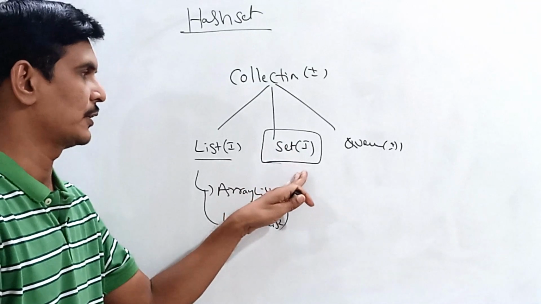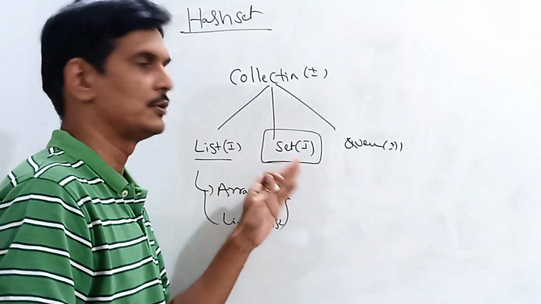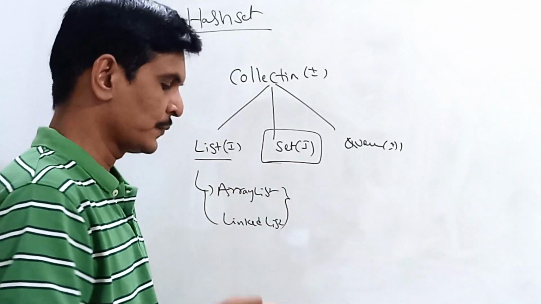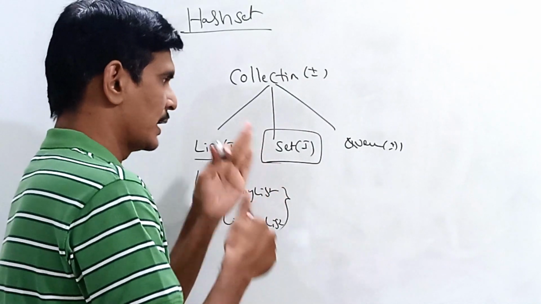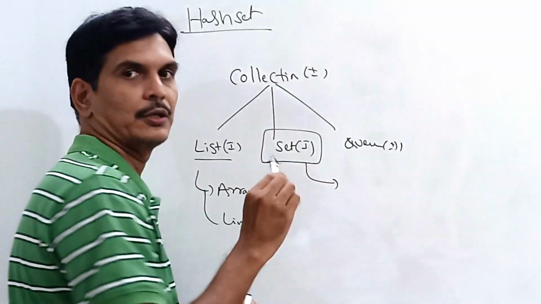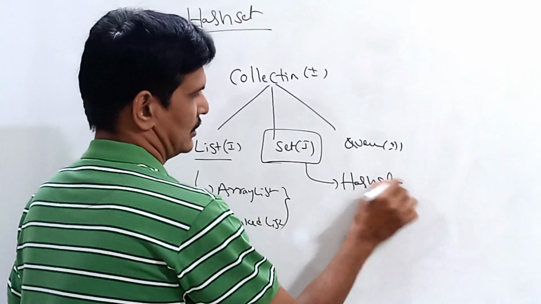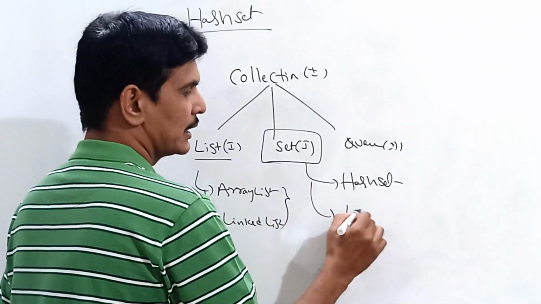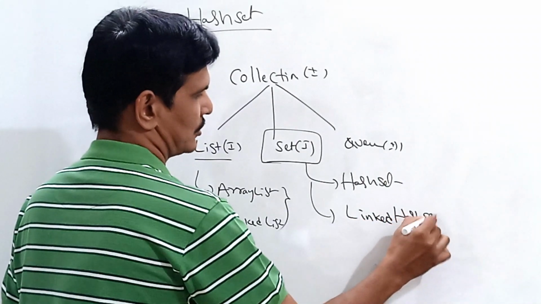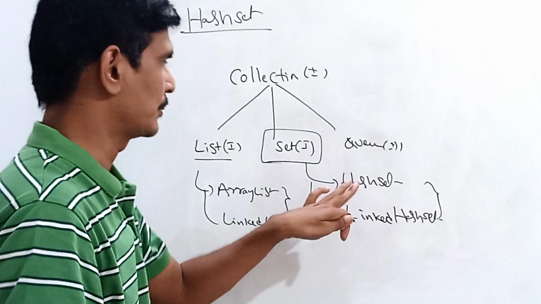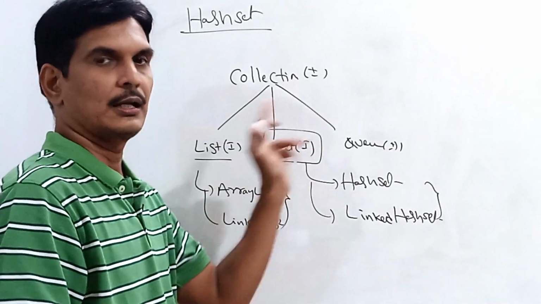What is the Set interface, when do we need to choose it, and what are the different classes available which implement this Set interface? Basically, Set is a child interface of Collection, and the Set interface is implemented by two main classes. One is HashSet, the other one is LinkedHashSet. These are the two main classes which have implemented the Set interface. So Set interface is a child interface of the Collection.